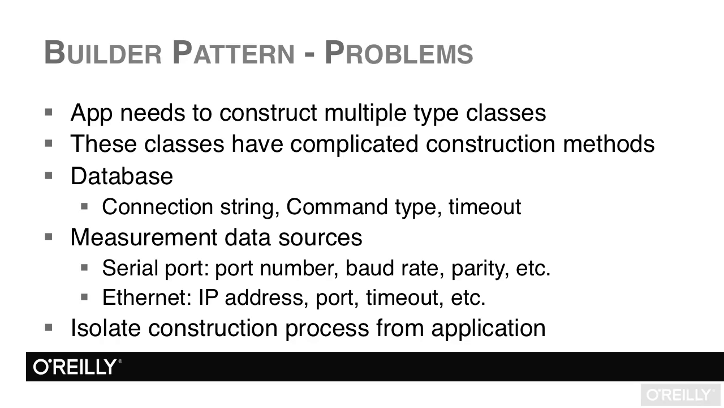So we need to construct multiple type classes, meaning that they have complicated construction methods. They may set a lot of properties. They may have sub-objects. They may have arrays that we have to go through and initialize multiple instances. So the object has a number of different things that we need to do to construct it.